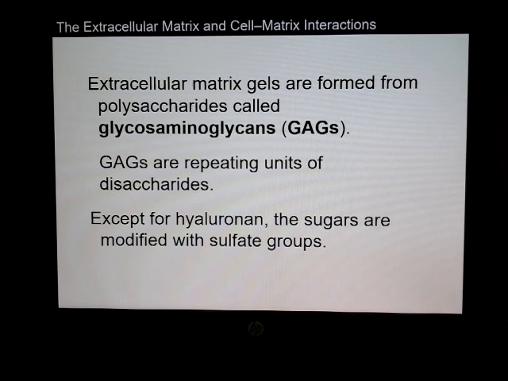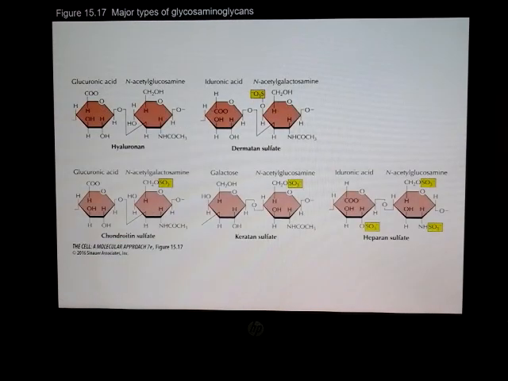Now, extracellular matrix gels are formed from polysaccharides that we call GAGs, which are glycosaminoglycans, and they're repeated units of disaccharides. And here are the structures of those.